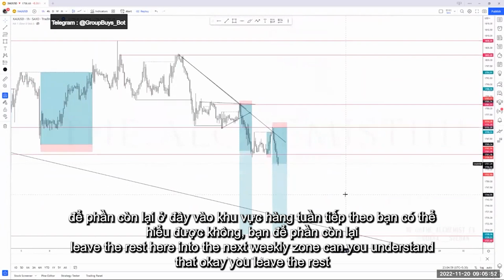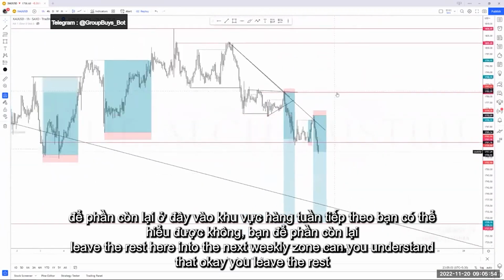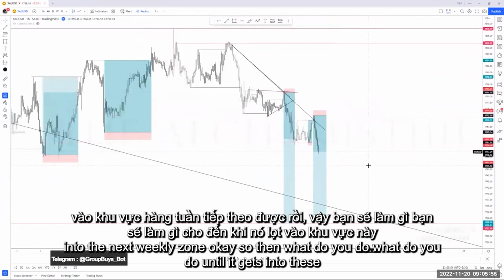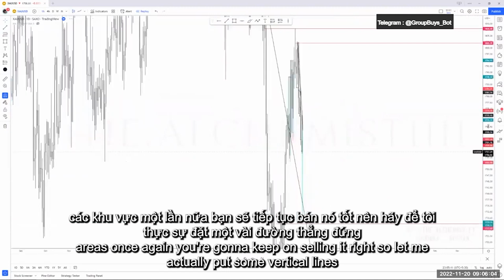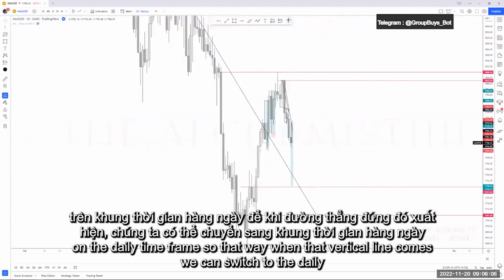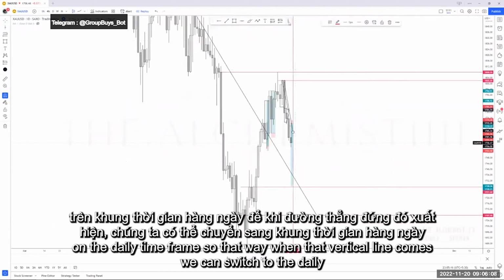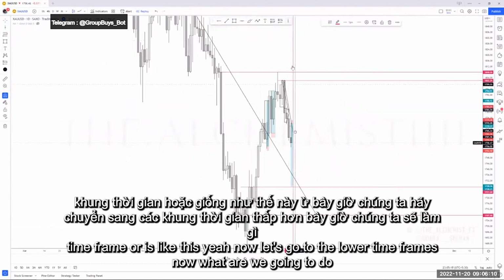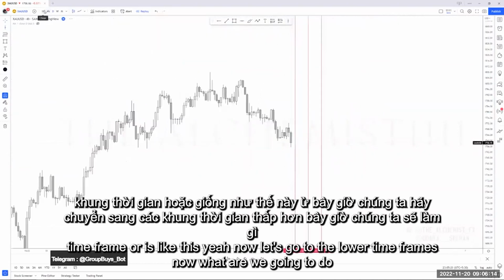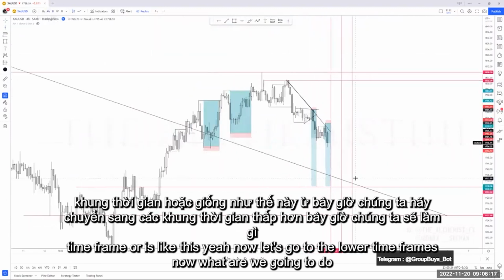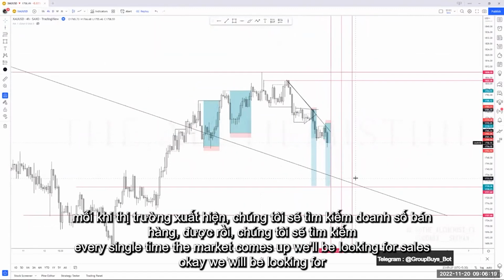Okay, you pay yourself here, leave the rest into the next weekly zone. Can you understand that? Okay, so then what do you do? Until it gets into these areas once again, you're gonna keep on selling it, right? So let me actually put some vertical lines on the daily time frame, so that way when that vertical line comes, we can switch to the daily time frame. Yeah, now let's go to the lower time frames. Now what are we going to do? Every single time the market comes up, we'll be looking for sells.